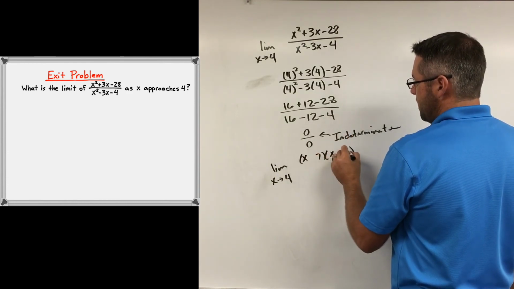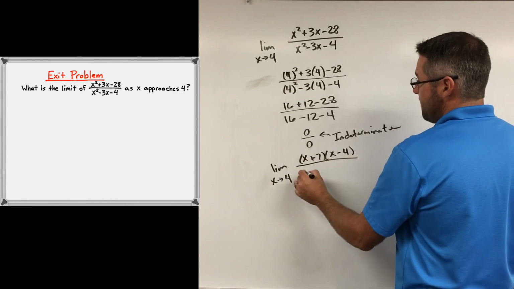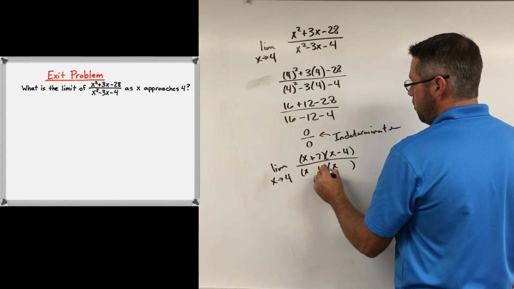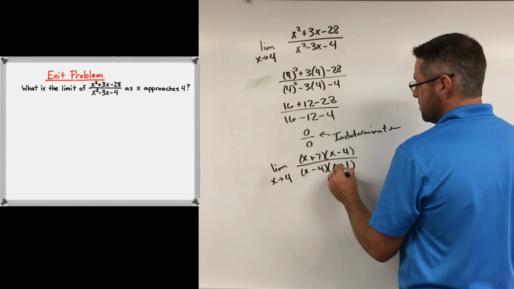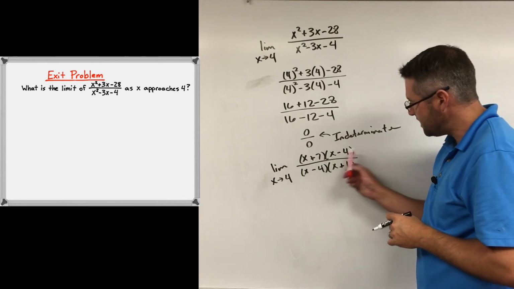So the top factors to x plus 7 and x minus 4. And then the bottom factors to x minus 4 and x plus 1. So we can see when we factor it, we actually have things that reduce.